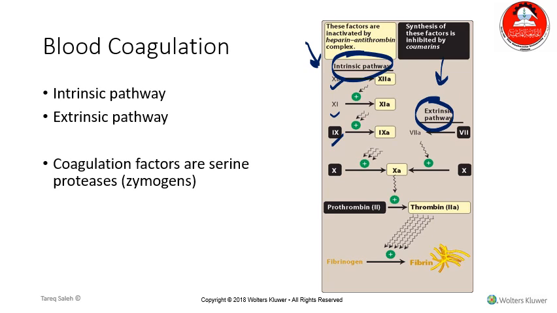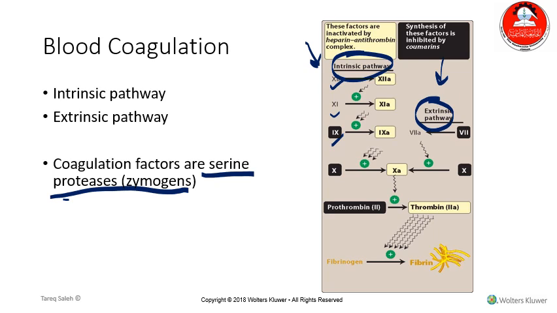Now, in each pathway, what happens is that these coagulation factors, which are in fact serine proteases or zymogens, meaning that these factors are inactive in the normal state, but once they are activated, they exhibit an enzymatic activity or a serine protease activity, and thereby they can cleave or activate the next factor in the pathway.